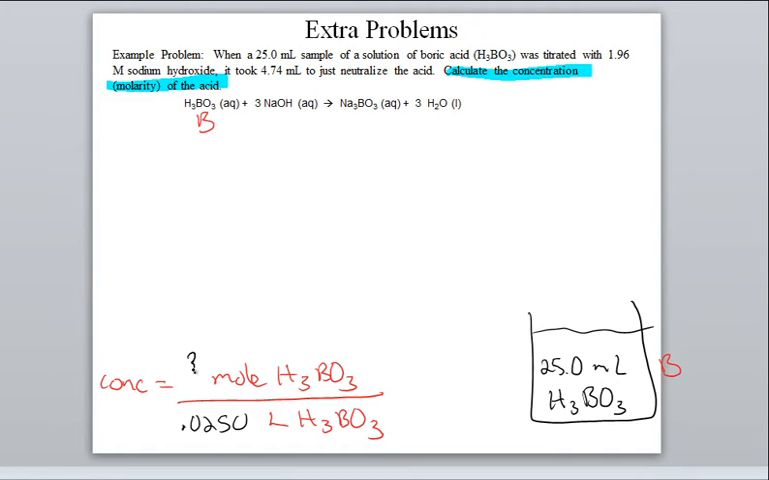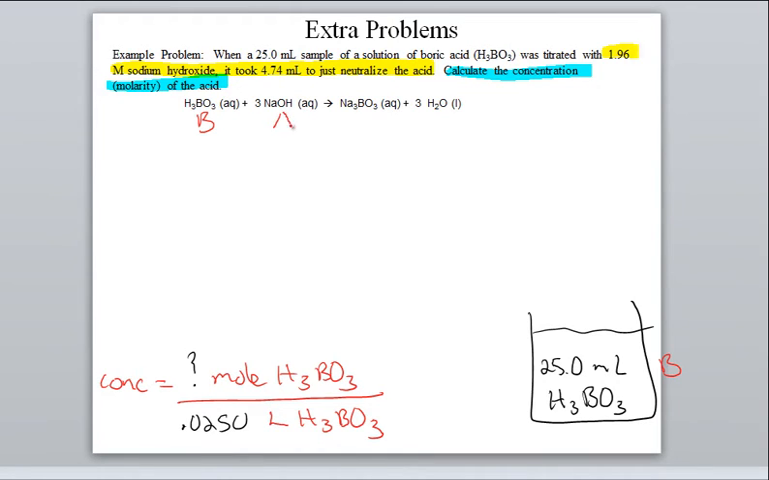The question is, how many moles of boric acid are in that 25 milliliters? And we'll do our titration analysis, our quantitative determination to figure that out. In the problem, you see that the A is our sodium hydroxide, and its concentration is 1.96 molarity. And to reach the equivalence point to neutralize all the acid, it took 4.74 milliliters.